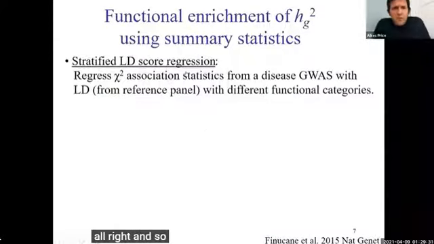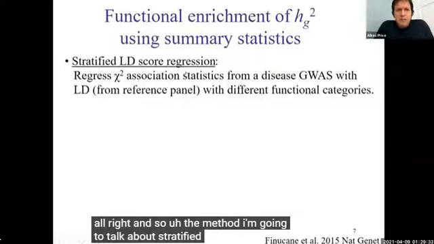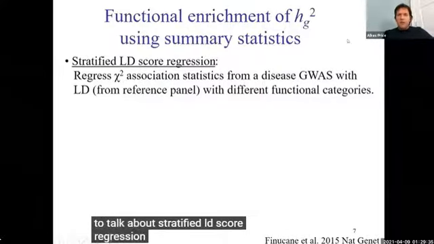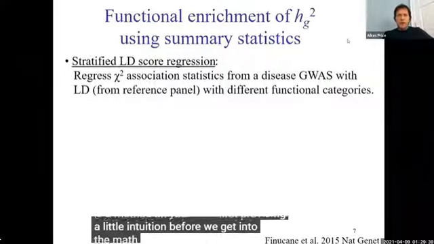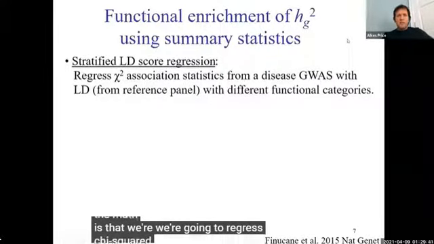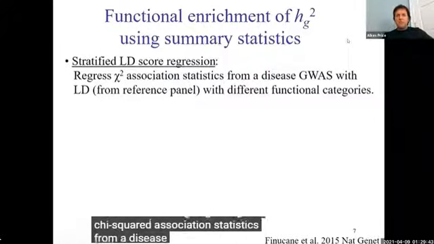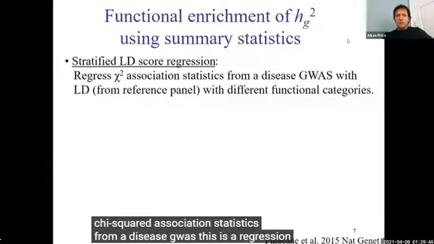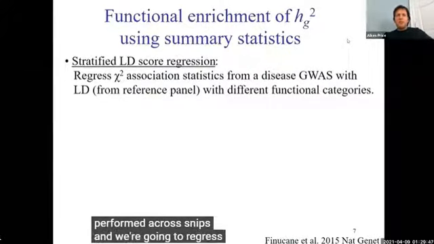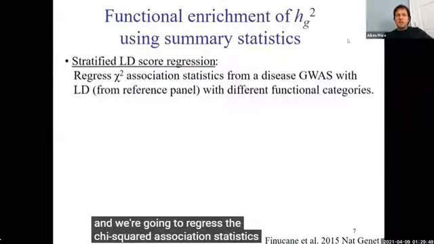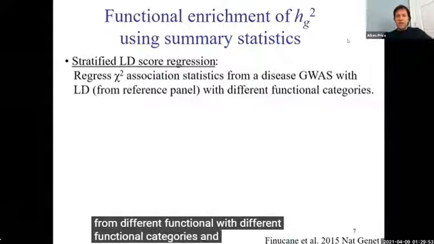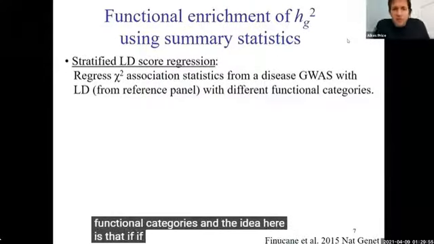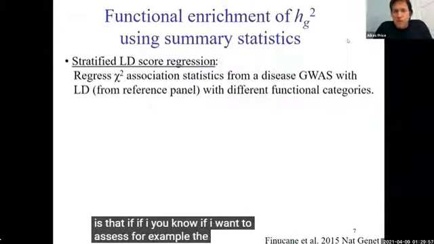All right, and so the method I'm going to talk about, stratified LD score regression, first, providing a little intuition before we get into the math, is that we're going to regress chi-squared association statistics from a disease GWAS. This is a regression performed across SNPs, and we're going to regress the chi-squared association statistics with LD from different functional categories.